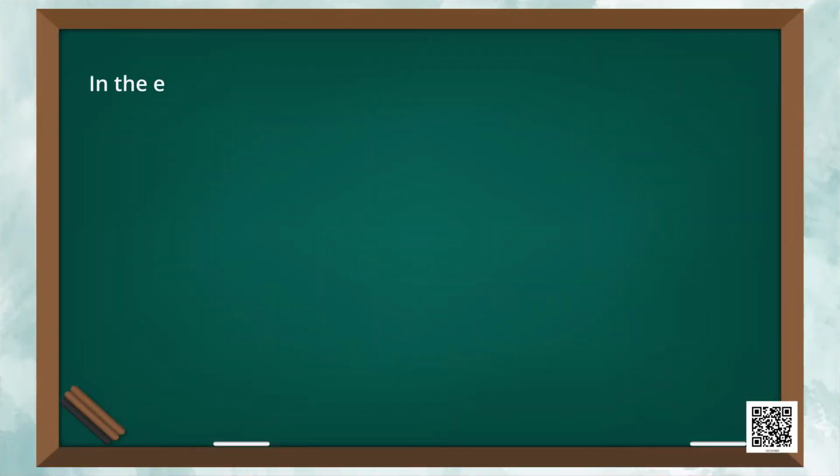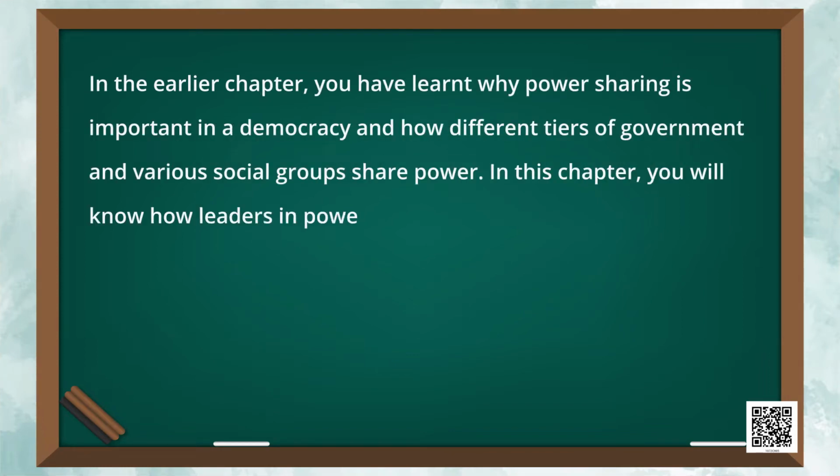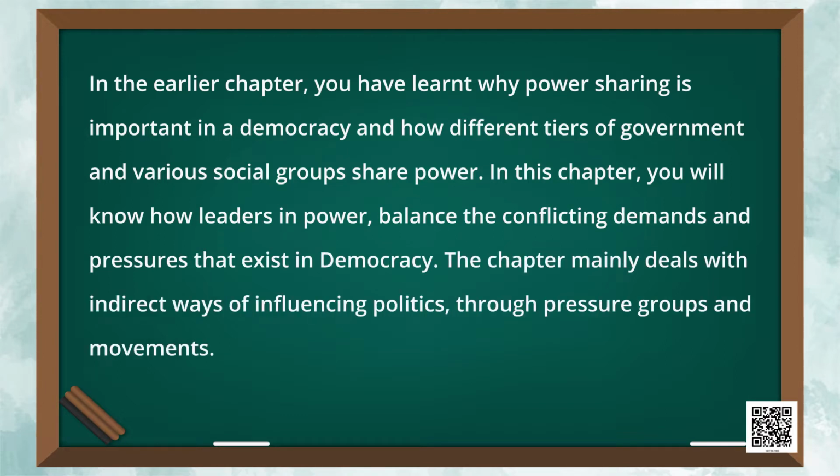So let's get going. In the earlier chapter, we learnt why power sharing is important in a democracy and how different tiers of government and various social groups share power. In this chapter, we will know how leaders in power balance the conflicting demands and pressures that exist in a democracy. The chapter mainly deals with indirect ways of influencing politics through pressure groups and movements.